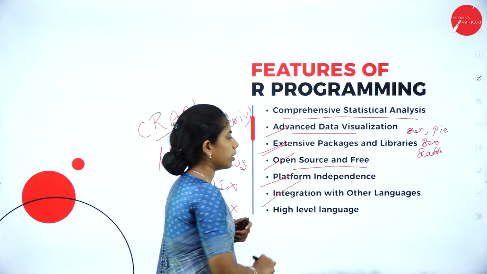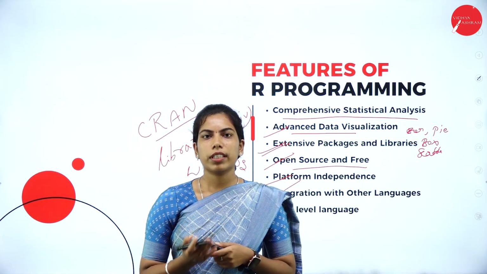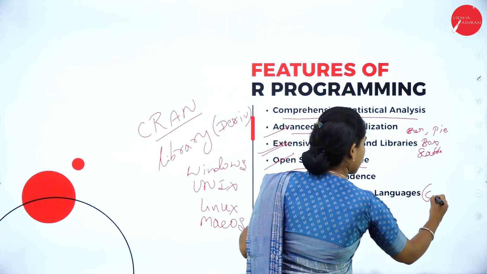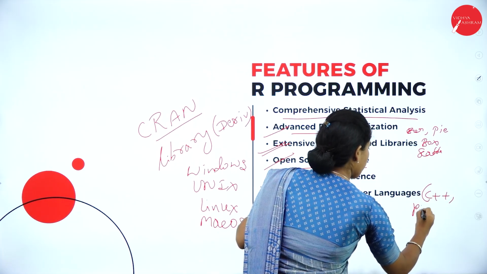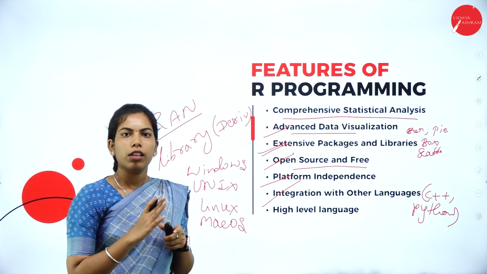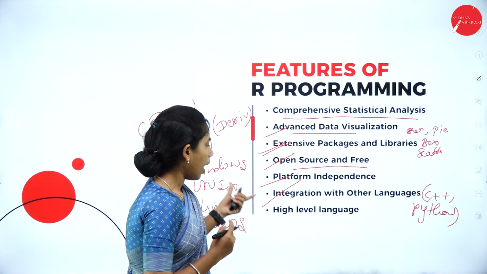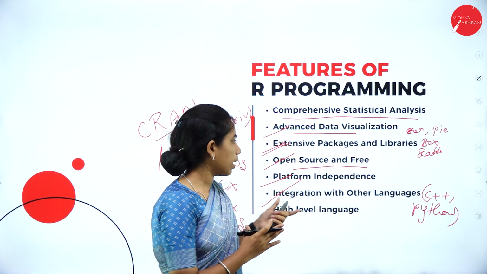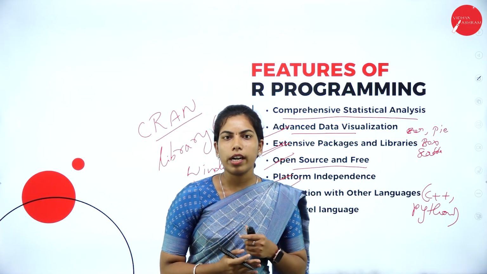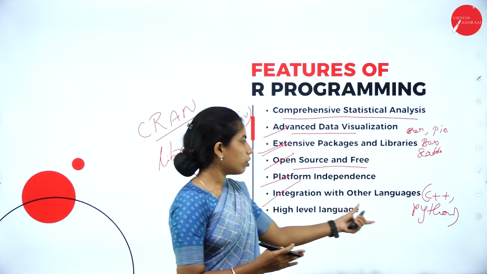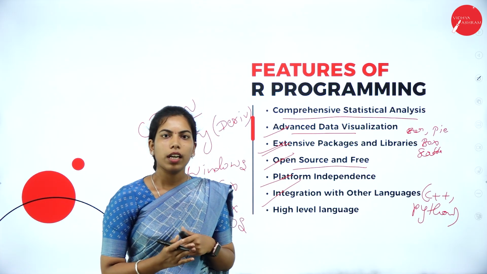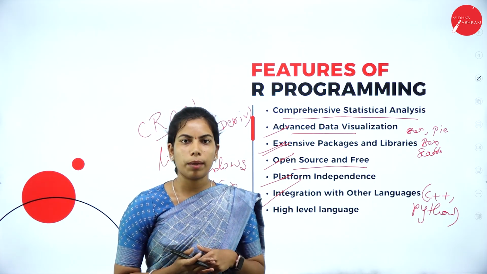Integration with other languages. We can integrate R with other programming languages like C++ and also Python. These have the most familiar syntax. R's syntax looks most similar to C++ and also Python. So that's why we can integrate with other programming languages.